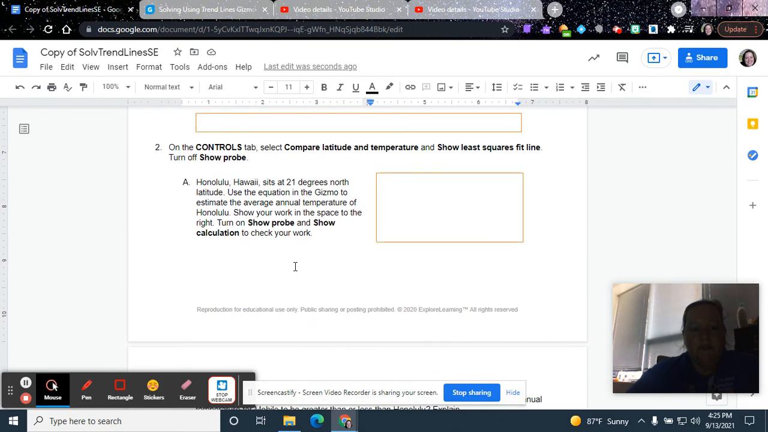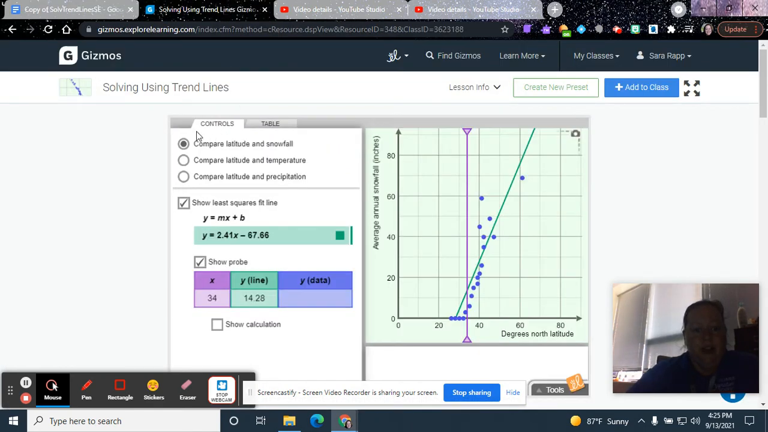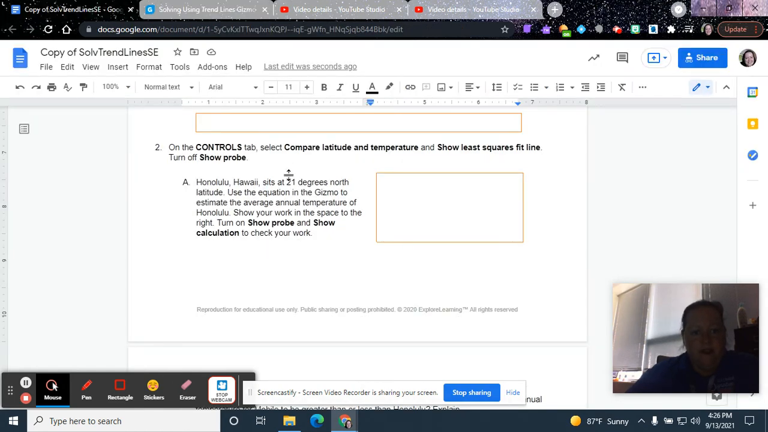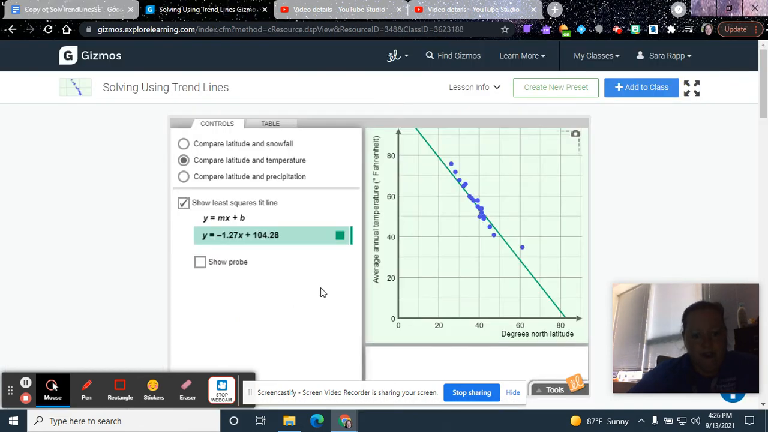On the control tabs, select compare latitude and temperature and show least squares fit line, and then you want to turn off the probe. So we're going to latitude and temperature, but we don't want the probe, but we want the least squares fit line, the trend line. So now it says Honolulu, Hawaii is at 21 degrees north. Use the equation in Gizmo to estimate the average annual temperature of Honolulu. Okay, well, we know that Honolulu is at 21.